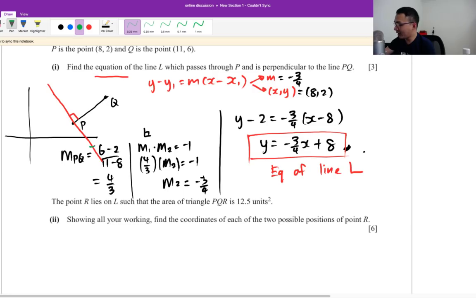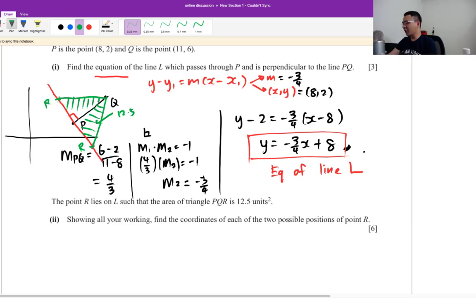That means the R can be either here, and then you see an area of triangle, isn't it? The area here, the question tells you, is 12.5. But R at the same time can be on the other side also. Then you form the same area, 12.5, also. So right now we want to find the possible coordinates of R.